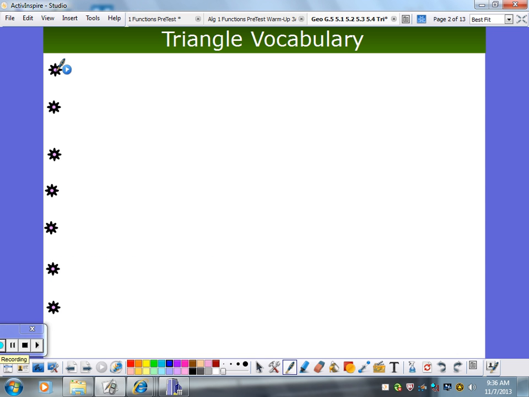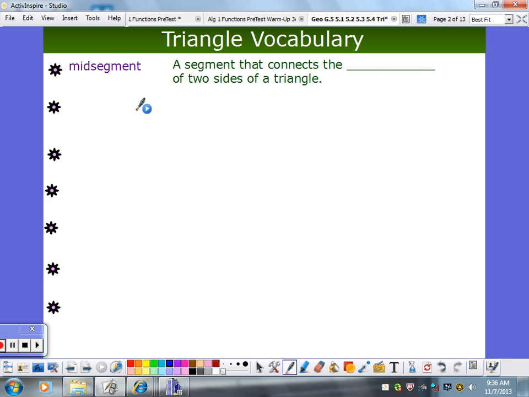Vocabulary for our triangles. A midsegment is a segment that connects the midpoints of two sides of a triangle. These are midpoints. You have to draw a little picture here. If I have a triangle and you find the midpoint of two sides and you connect them, that's a midsegment. This is a midpoint, this is a midpoint. If you connect them, you have something called a midsegment.